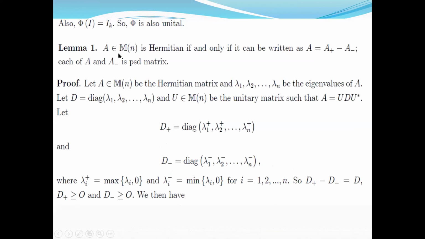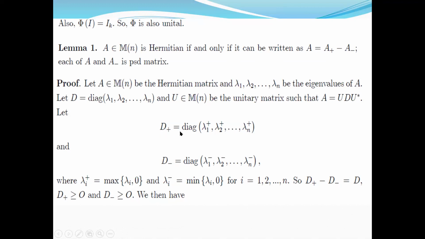Now this lemma: A belonging to Mn is Hermitian if and only if it can be written as A = A plus minus A minus, where each of A plus and A minus is a positive semi-definite matrix. Why? Let A be Hermitian, and let D be the diagonal matrix of its eigenvalues. Then there exists a unitary U such that A = U D U star. This we have studied several times.